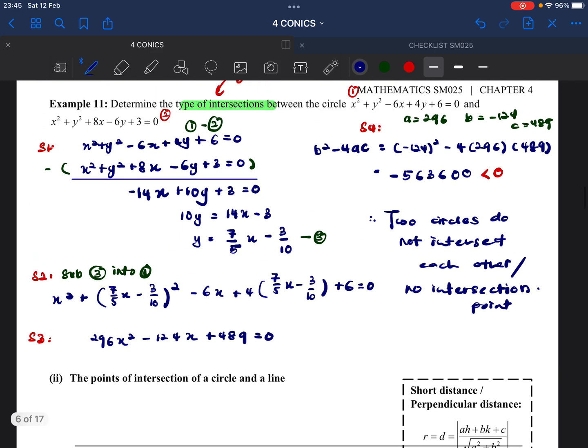First step, elimination: equation 1 minus equation 2 for the two equations of circles, and you'll get a linear equation. Then substitute that linear equation into one of the equations of the circles, and you'll get a quadratic. From the quadratic, if the question asks for the point of intersection, you just solve that and find your x and y. If the question asks for the type of intersection, just substitute the a, b, and c.